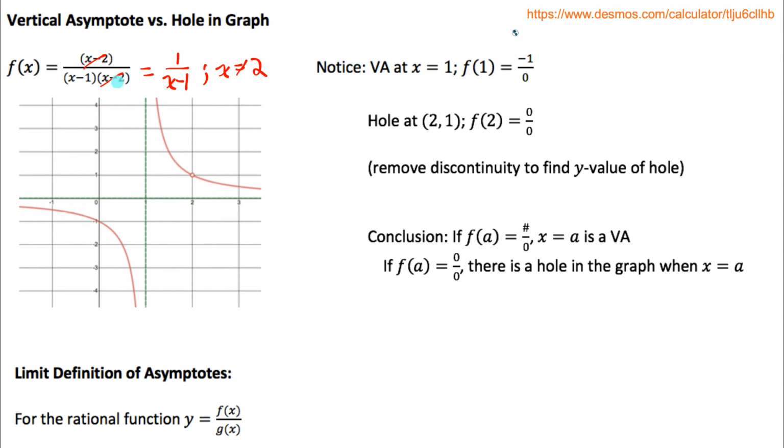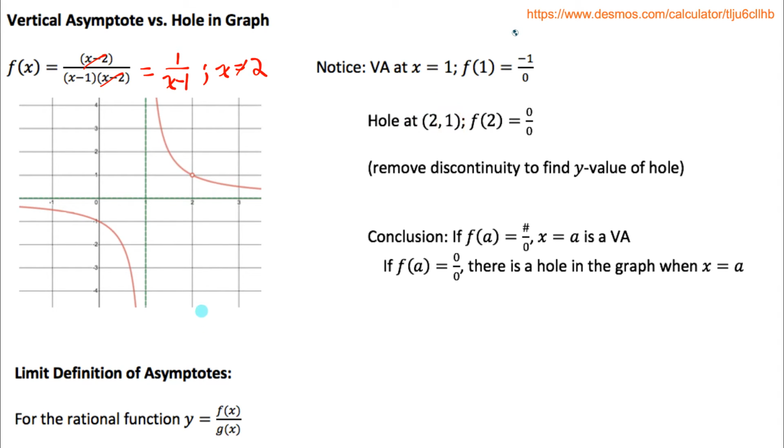But if I were to simplify it and take out those factors of x minus 2 and plug 2 into this version of the equation, where would the function be if we took that hole out? We'll just plug 2 into the simplified version. I'd get 1 over 2 minus 1. That's 1 over 1, which is 1. So that's why I know the hole is at the point 2, 1.